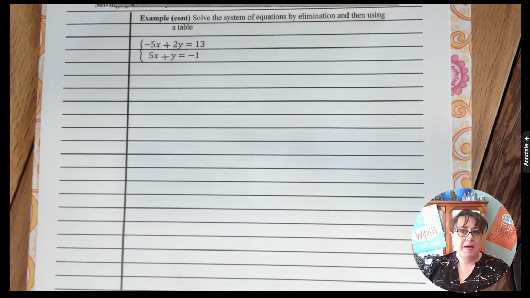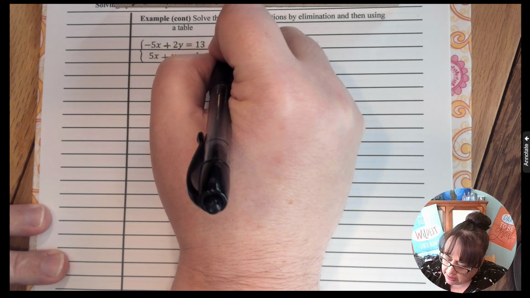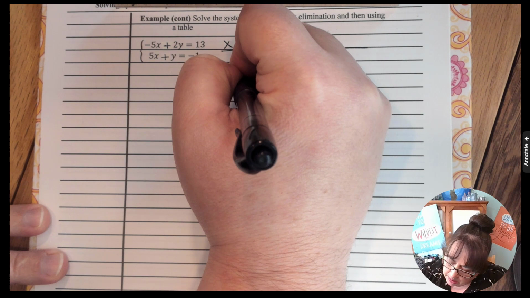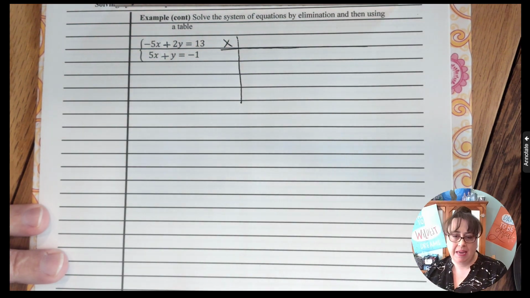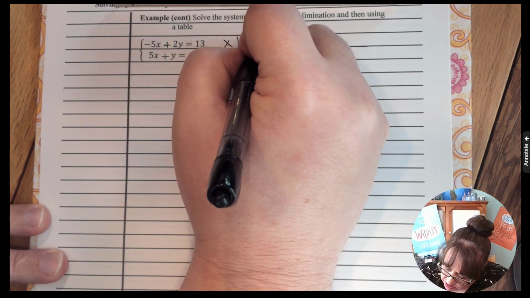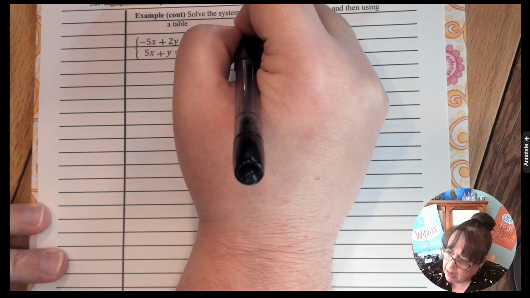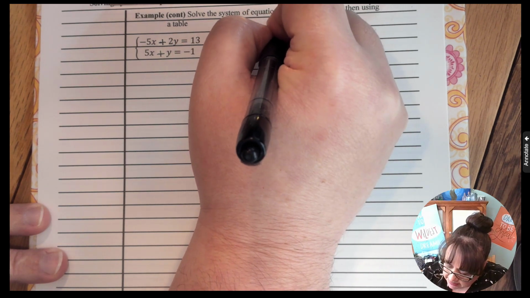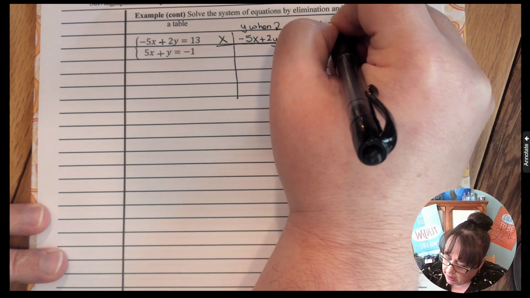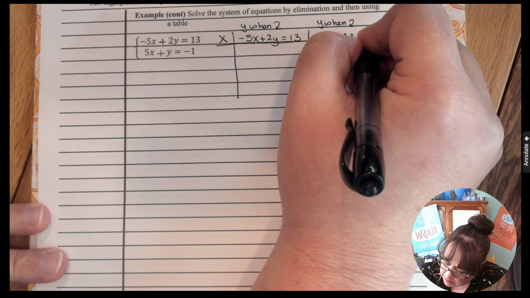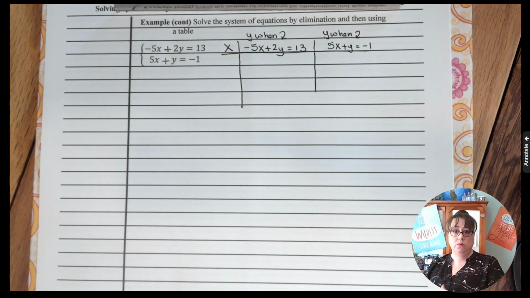So you'll notice on the next page, there's a whole lot more room to do this problem, and that's because tables take a whole lot more room. So we know what our x is going to be. We're going to have an x that we know is the same for everything, because what we're trying to find is where x and y are the same for both. And then we're going to take our first equation, negative 5x plus 2y is equal to 13, and we want to know y when that is happening. And then we also want to know y when we're doing our second equation, 5x plus y is equal to -1. So we want to know y when those two situations are happening.